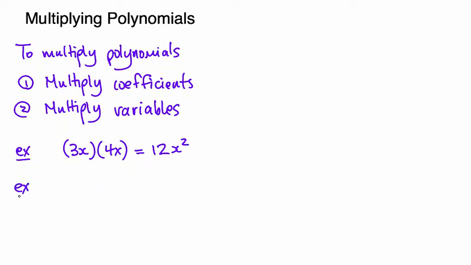If I have a slightly more complicated one, like negative 5x squared multiplied by 3xy, again, I multiply the coefficients, so negative 5 times 3, which is negative 15. And now I start to multiply the variables. So start with the x's. X squared times another x is x cubed, so you add exponents. And then there's a y.